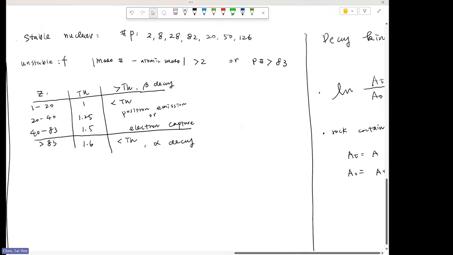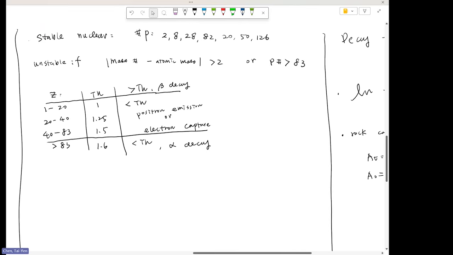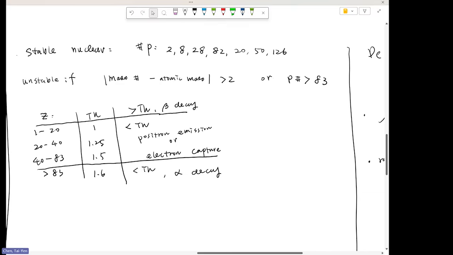The other important thing for chapter 18 is that you want to predict whether an atom is stable or not, and if it's not stable, it undergoes radioactive decay. What kind of decay will it have? If they are definitely stable, they must have protons close to these magic numbers: 2, 8, 20, 28, 50, 82, 126. Memorize them.